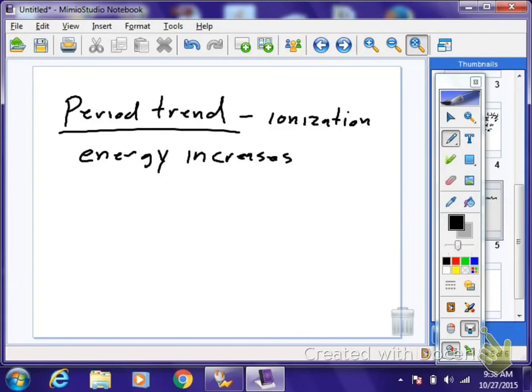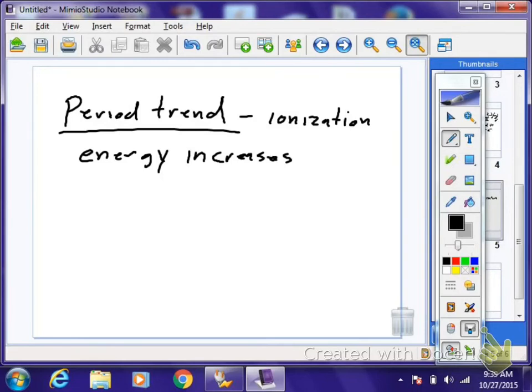Okay? Adam, we are on page 153. Then you have to look at the trend. So as you go across the period, the values get smaller. Or, I'm sorry, the values get bigger. Right? So that means ionization energy increases going across.